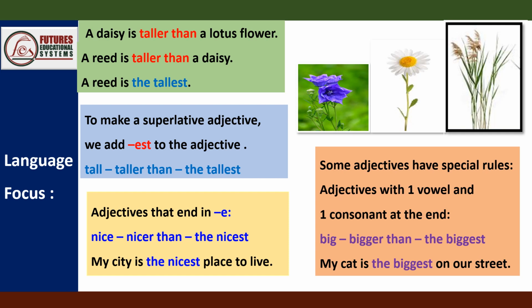Adjective with one vowel and one consonant at the end, like the word big. Big has a vowel before the last letter. So what do we do? We double the last letter before adding the ER. So it becomes bigger than and the biggest. Why did we double the G? Because there is one vowel before the last consonant. My cat is the biggest on our street.